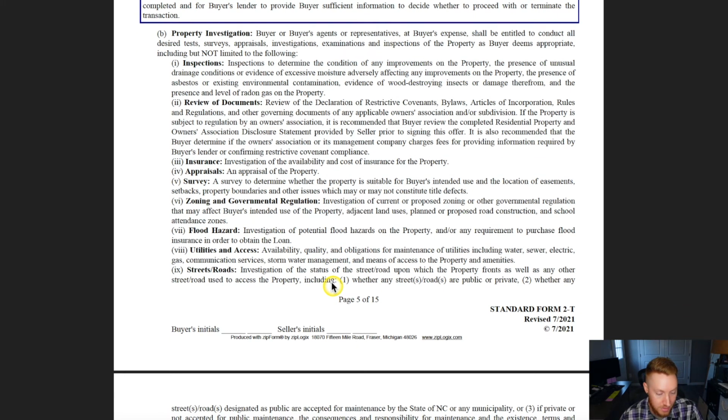Streets and roads talks about street roads and maintenance. Depending on the property you purchase, if it's in a homeowners association, their individual streets are typically private roads that are owned and managed by the HOA. But if the property is not in a homeowner association, then you'll want to investigate if the street or road is private or public, and who is responsible for the maintenance of it.